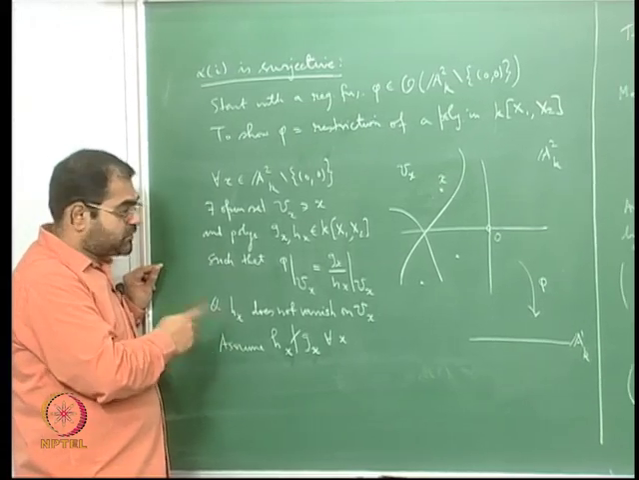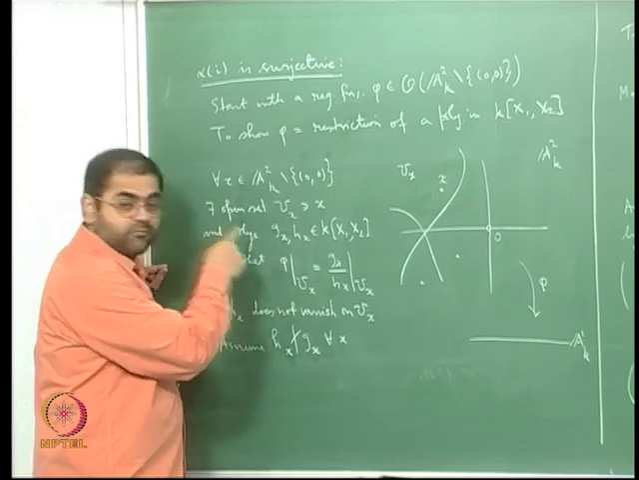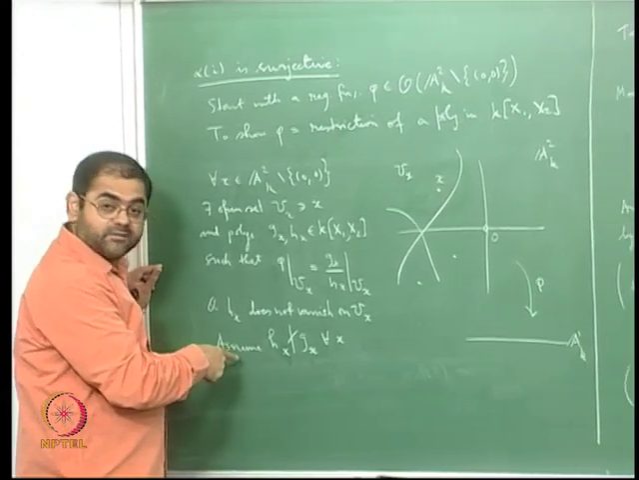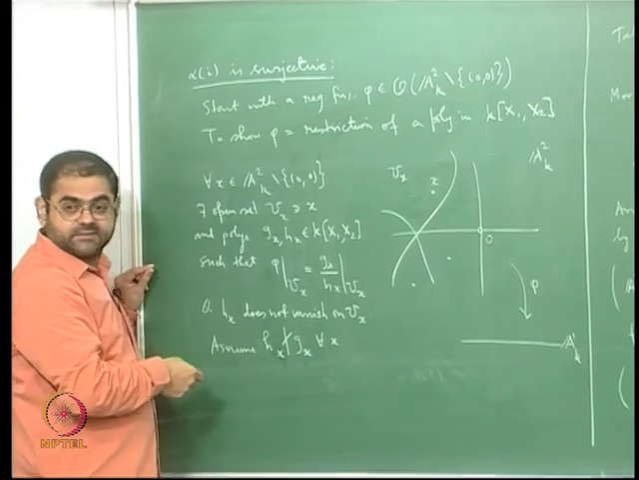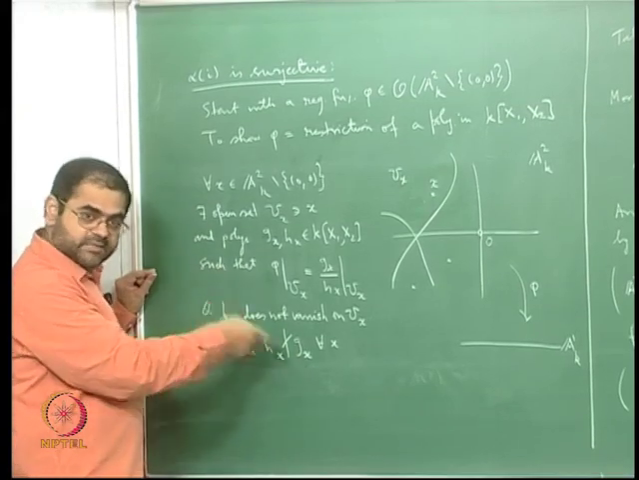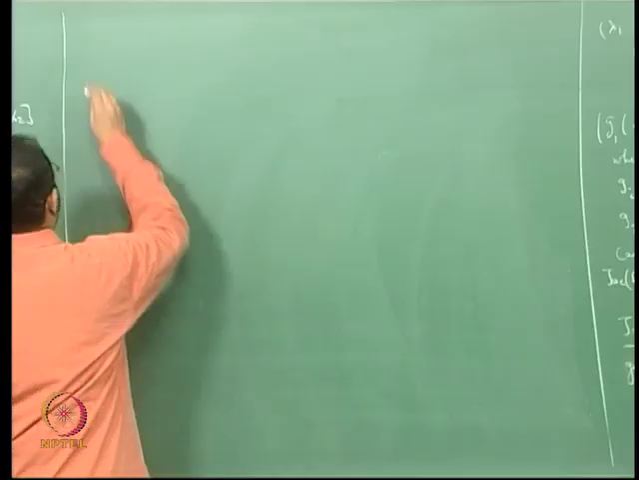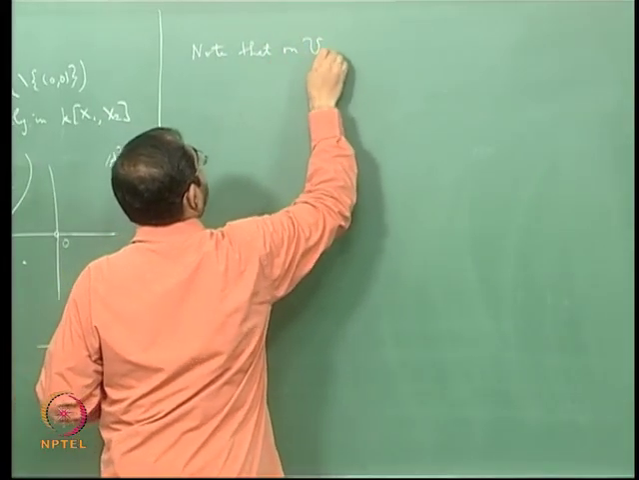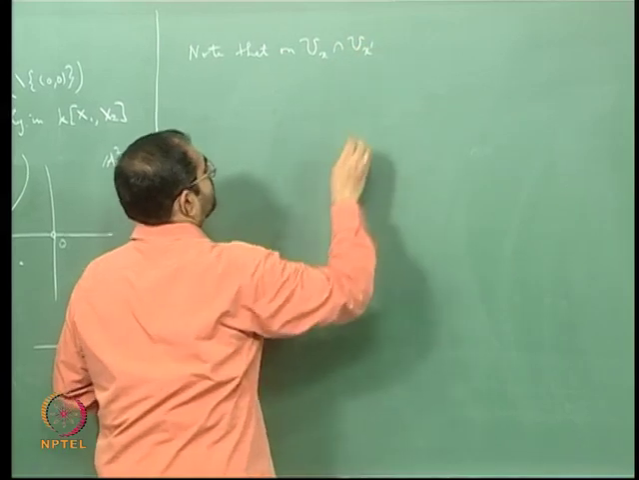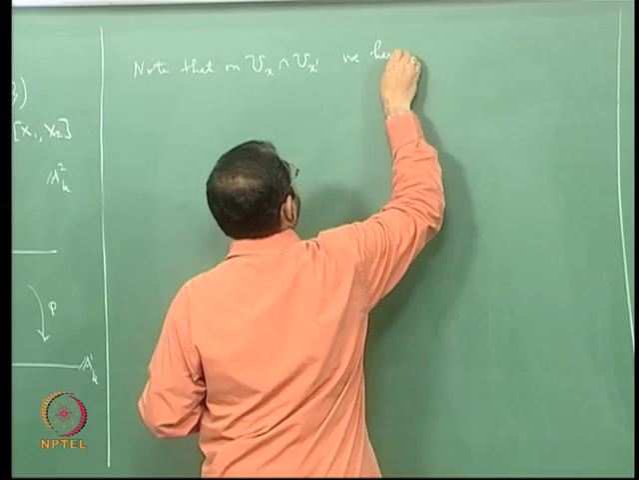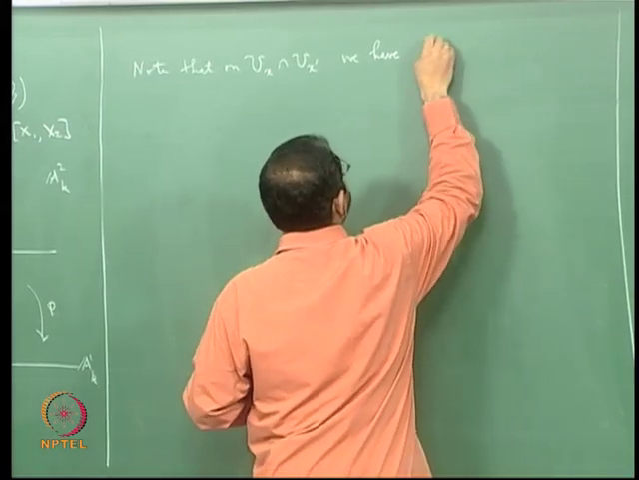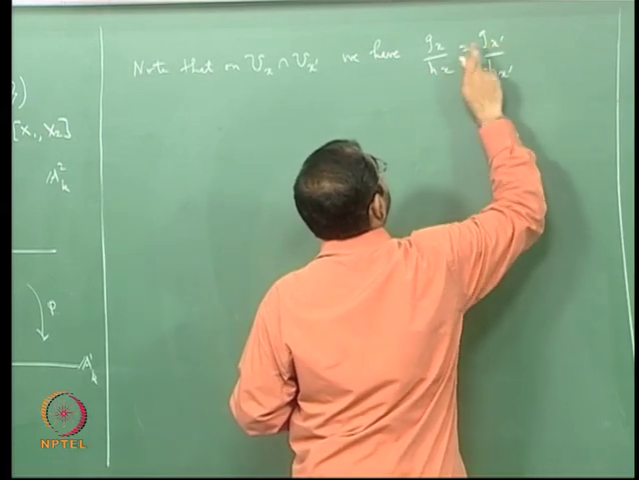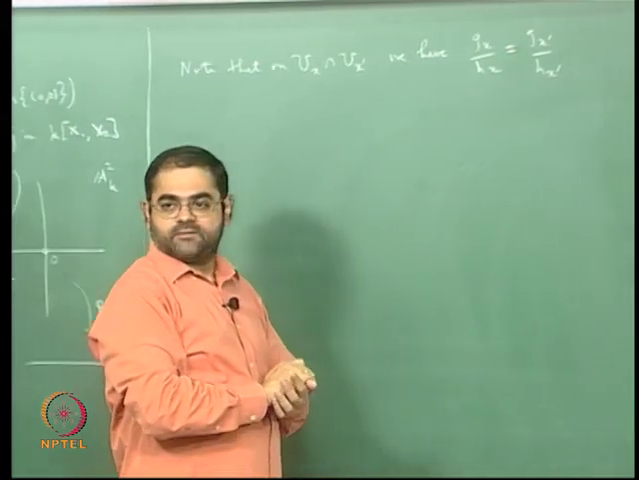So if you assume phi doesn't come from a polynomial, which means if you assume surjectivity is false, then you are actually assuming that Hx doesn't divide Gx. That's what you are assuming. So let's assume that and come to a contradiction. Now note that on Ux intersection Ux prime, we have Gx by Hx is equal to Gx prime by Hx prime. You will have this.